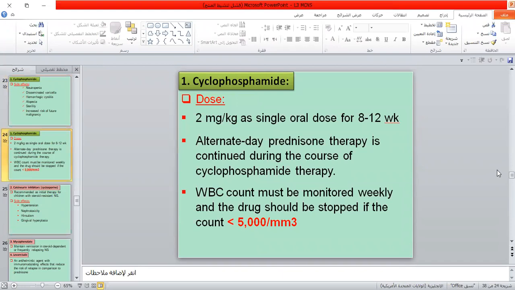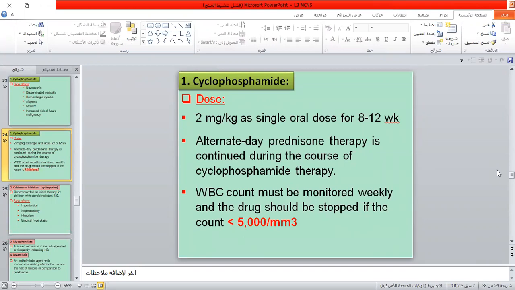شلون نعطيه؟ 2 mg per kg as single oral dose for 8 to 12 weeks. يوميا أعطيه 2 mg per kg as single oral dose. وما أقطع الالترناتيف day steroid. البريدنزولون it must continue with the treatment of the cyclophosphamide. زين؟ during the course، يعني أنا معطي 8 إلى 12 أسبوع cyclophosphamide، أعطي وياها 8 إلى 12 أسبوع alternative day steroid، لأن هذا يسمونه steroid sparing agent، يعني هو راح يسوي لك induce remission وبنفس الوقت يخفف السايد effect of the steroid.